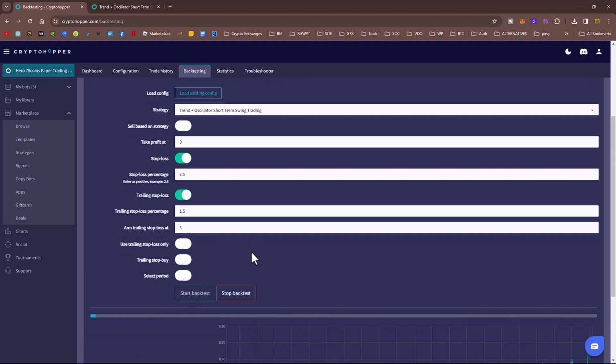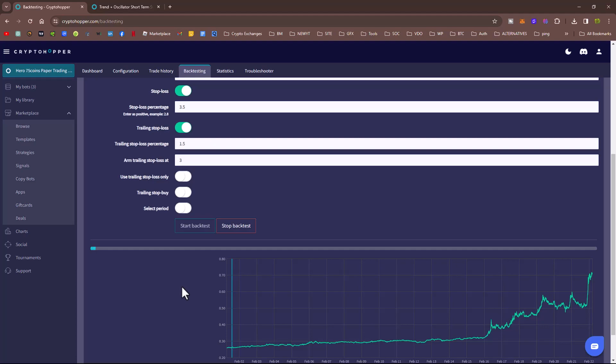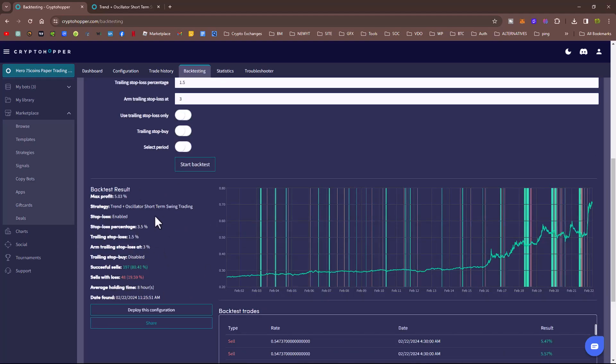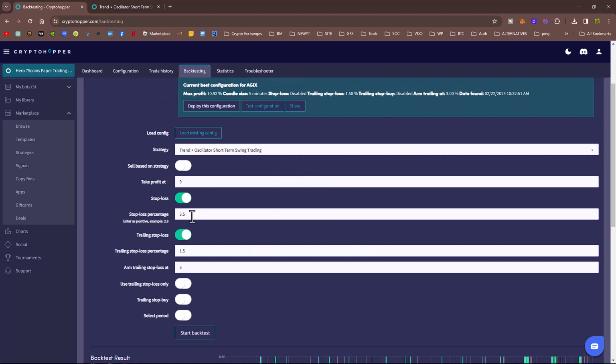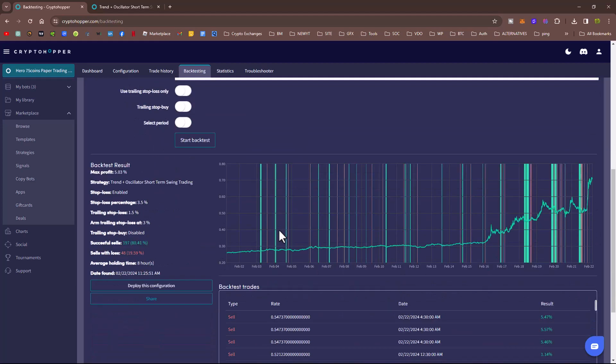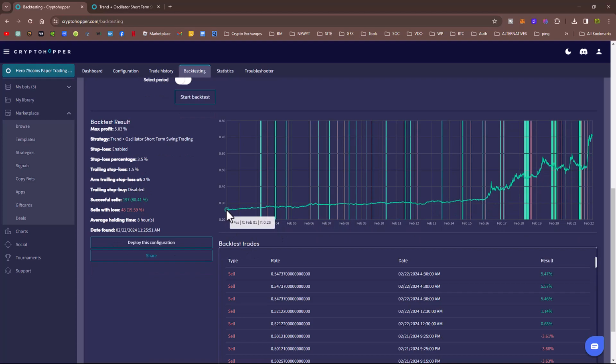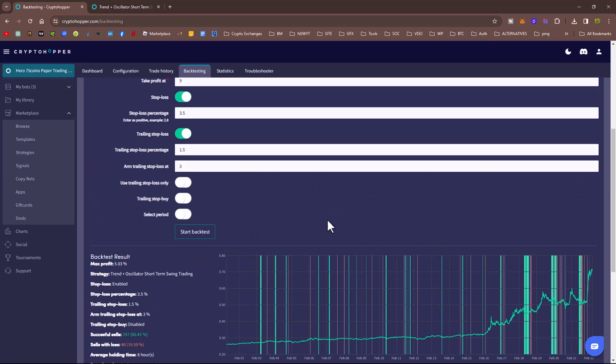I'll pause the video recording because this takes about a minute and a half, and I'll activate again once the strategy has tested and we have the results over here. Alright, it's just finished. Here's the backtesting results. 197 successful sells, 80.41%, and 48 losses, 19%. So that was with the stop loss switched on. That's 3.5%. And that was between 1st of February and the 22nd of February. So that's a 3-week period just about.